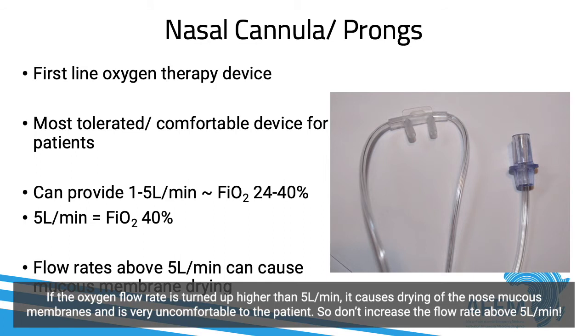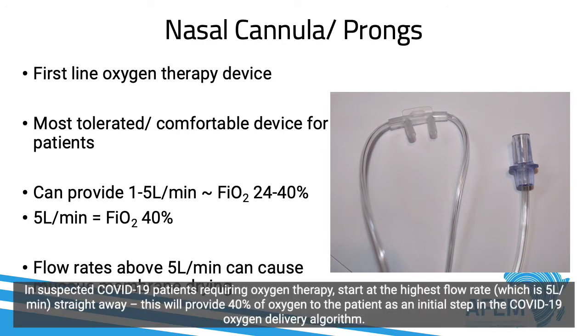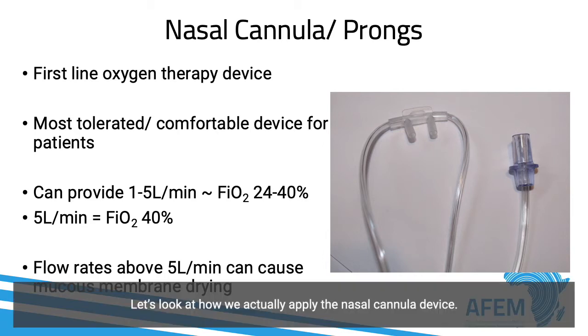If the oxygen flow rate is turned up higher than 5 liters per minute, it causes drying of the nose mucous membranes and is very uncomfortable for the patient. So don't increase the flow rate above 5 liters per minute. In suspected COVID-19 patients requiring oxygen therapy, start at the highest flow rate, which is 5 liters per minute, straight away. This will provide 40% of oxygen to the patient as an initial step in the COVID-19 oxygen delivery algorithm. Let's look at how we actually apply the nasal cannula device.